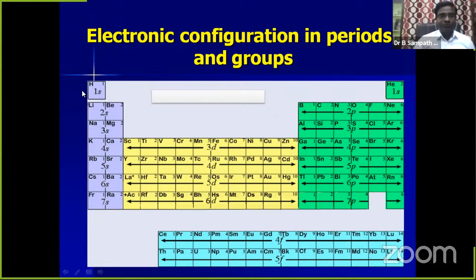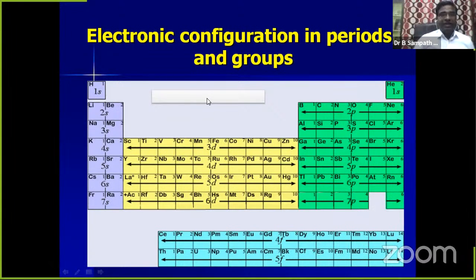See, children, here in the first period, n is equal to 1. In the second period, n is equal to 2. In the third period, n is equal to 3. So like that, each successive period is associated with filling up of the next higher principal energy level. Now coming to the electronic configuration in groups.